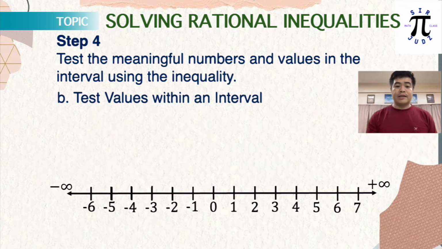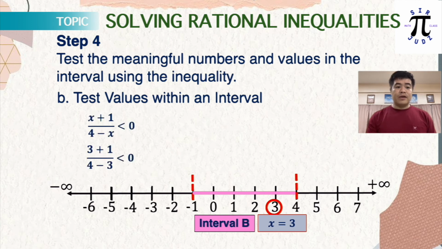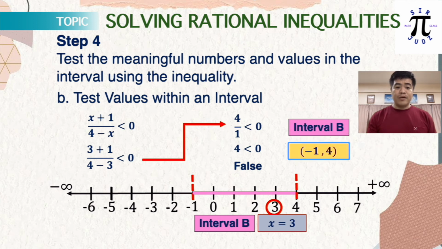Let's try another interval. The numbers in between negative 1 and 4. Let's name it interval B. Let's choose number 3. So that's our x. We're going to substitute it to our inequality. So we have 3 plus 1 over 4 minus 3 is less than 0. 3 plus 1 is 4. 4 minus 3 is 1. And simplifying it, 4 divided by 1, or 4 over 1, is 4, less than 0. Since 4 less than 0 is false, so we can say that interval B with values in between negative 1 and 4 is not the solution of our inequality.